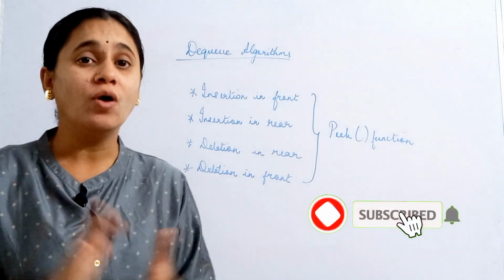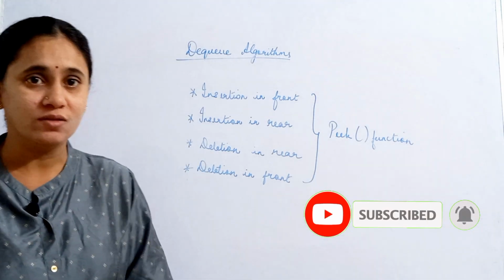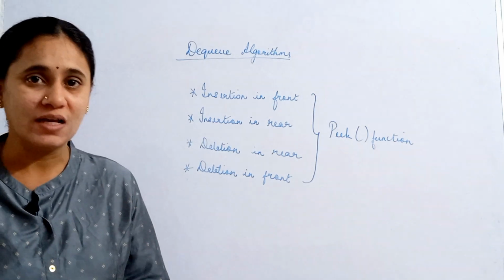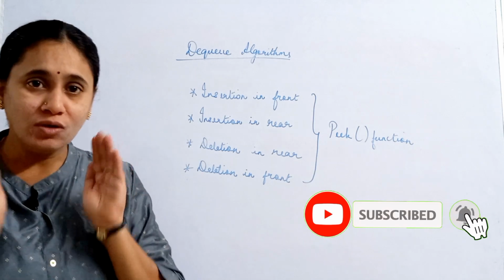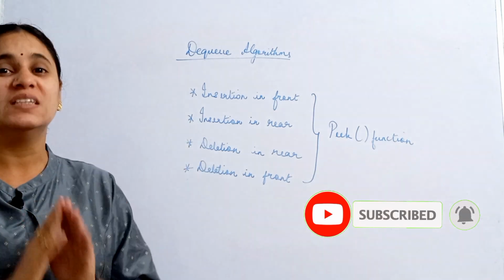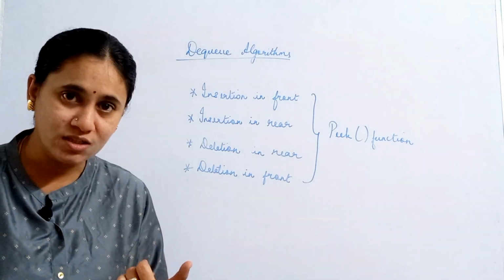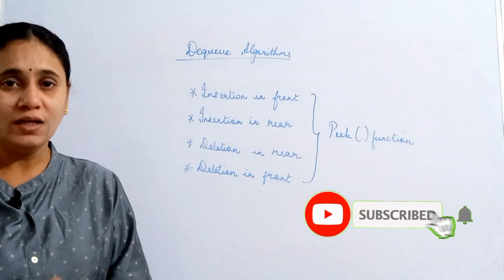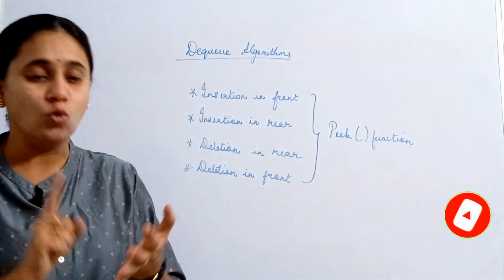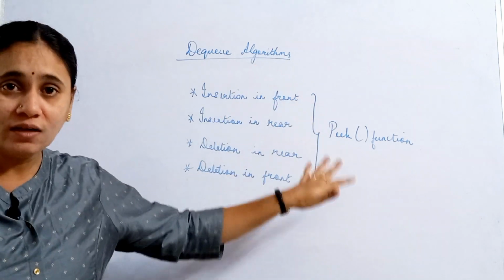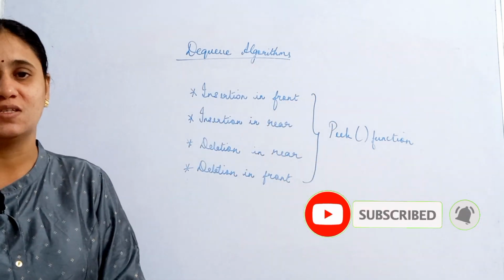What is the plus point of DEQUE? We are using both the front and the rear pointers for insertion as well as deletion, isn't it? That's what we have discussed, right? Based on that, we are going to implement certain conditions for inserting the elements using the front and the rear pointer. We are also going to include the input restrictor and output restrictor, and based on that, we are going to write the steps for inserting the elements.